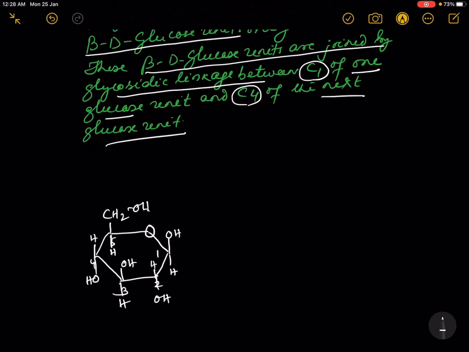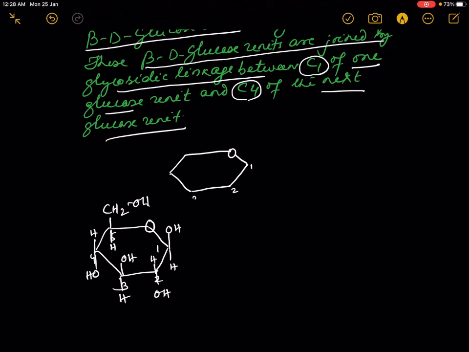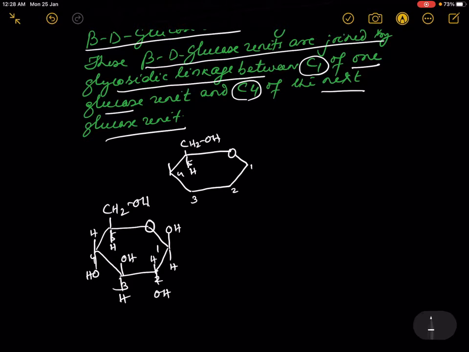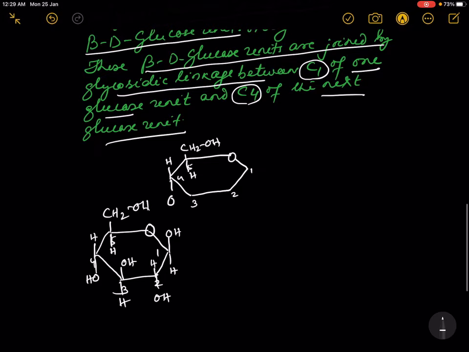Let us draw another structure over it. Another beta D glucose, because you will be getting a polymer of beta D glucose. So another beta D glucose unit is drawn over here. This is 1, 2, 3, 4, 5. 5 is connected to CH2OH and H is at the bottom. At number 4 position, you will find H at the top and OH at the bottom. And at number 3 position, OH at the top and H at the bottom. And at number 2 position, H is at the top and OH at the bottom. And at number 1 position, OH at the top and H at the bottom.